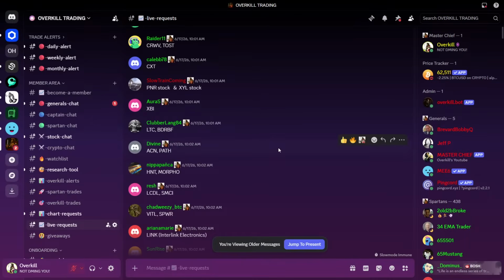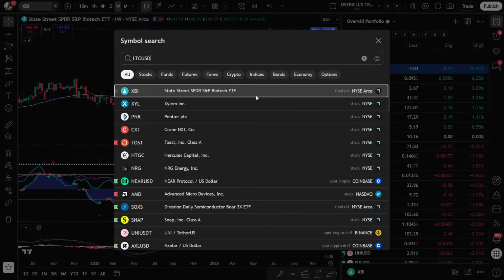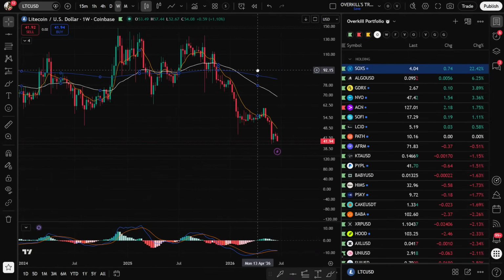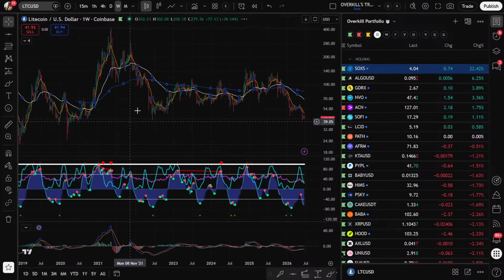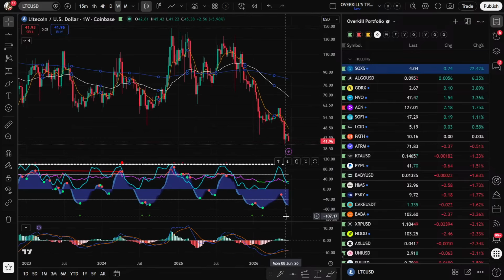We got Litecoin. LTC. Litecoin is down at 40 bucks. So again, Litecoin's at the lowest it's been since 2022. We also bounced to this area in 2020. So you're talking COVID lows, folks. We're at COVID lows. COVID was a pandemic. Okay, these prices are insane. Insanely cheap in regards to history.